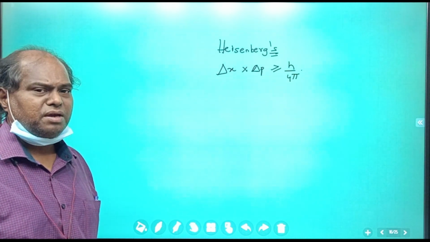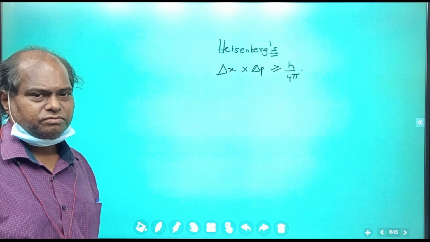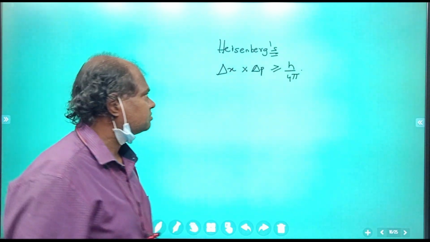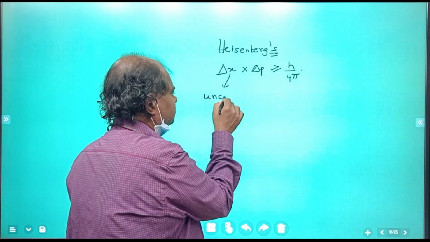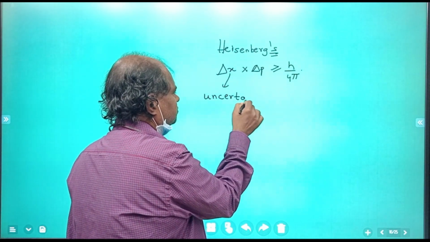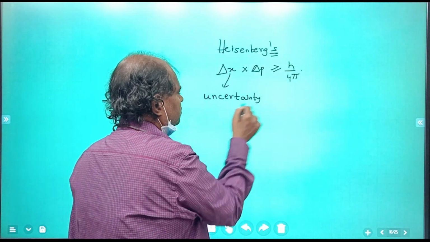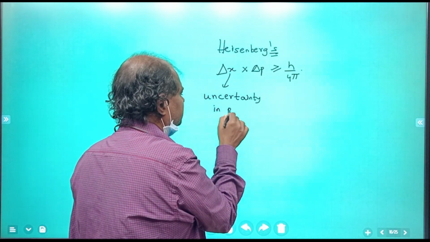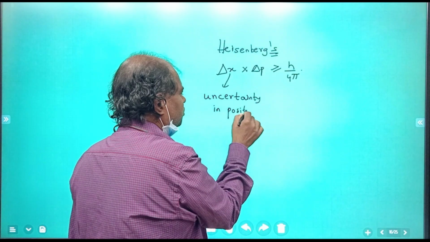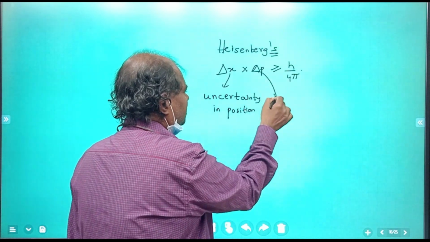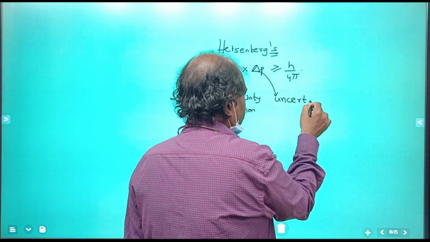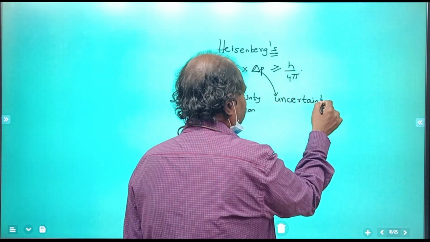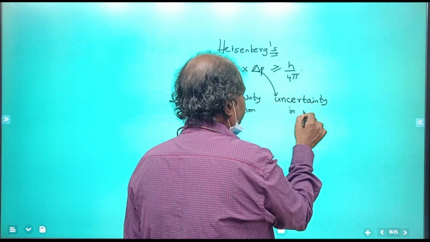Greater than or equal to h by 4 pi. H is Planck's constant. What is delta x? The uncertainty in position. So you are uncertain about the position, some mistake you will do in position. What is delta p? Uncertainty in momentum. So if you multiply these two uncertainties, you will get h by 4 pi.